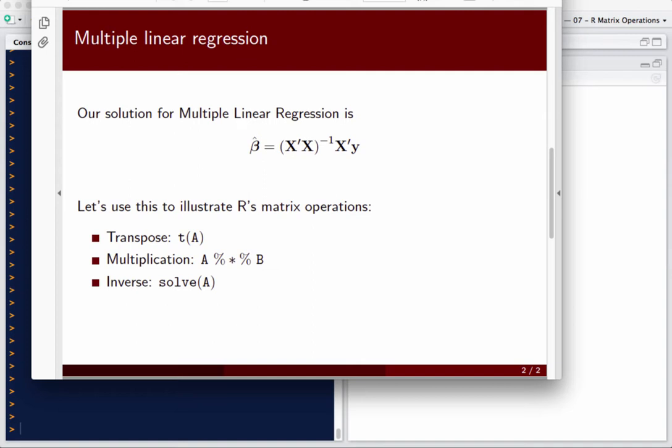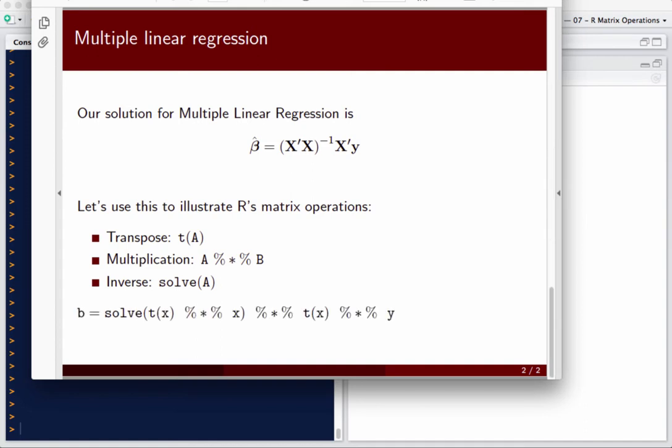We need to be able to take the transpose of a matrix, X'. We need to be able to multiply X' times X, and X' times y. We need to be able to take the inverse. So the solve function gives us the inverse. If we take X'X and put that into the solve function, we will get that inverse.